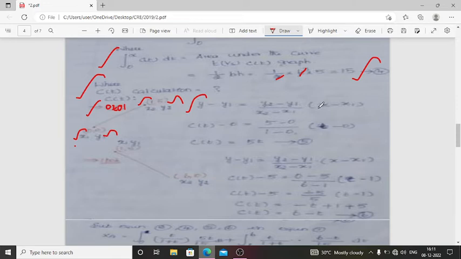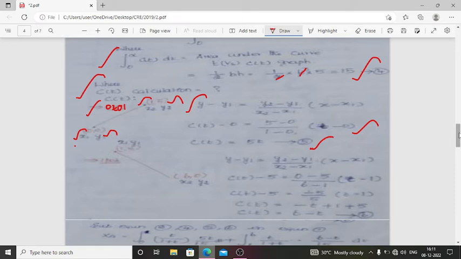What are y and x? The x-axis is time t, and the y-axis is C(t). Substituting, C(t) minus 0 equals (5 minus 0) divided by (1 minus 0) into (t minus 0). So finally C(t) is equal to 5t. This is the first part, for the range 0 to 1. This is the fifth expression.